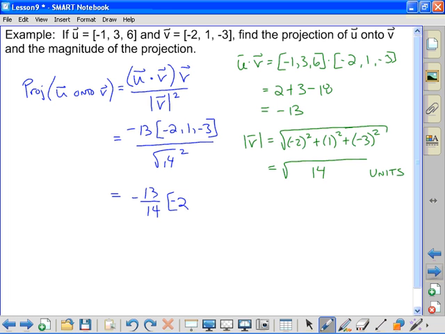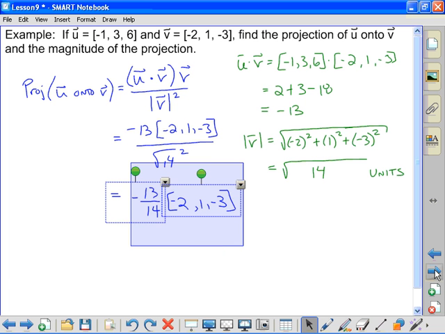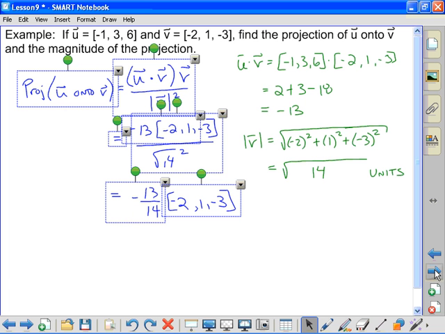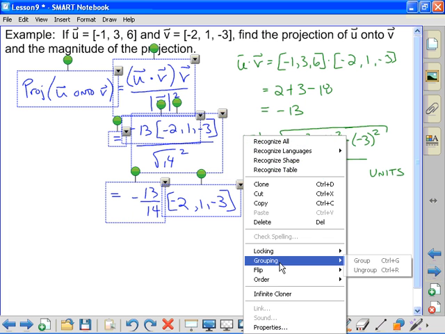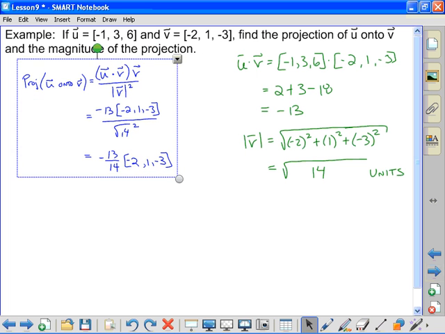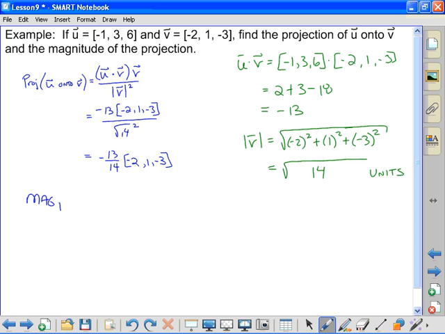And as I said before, when you did unit vectors, don't distribute it in. Same thing here. Don't distribute the -13 over 14 in. The book does it with their answers, but I'm more interested in the process, so it's an extra step that's not really required, in my opinion here. Magnitude then. So magnitude of the projection.